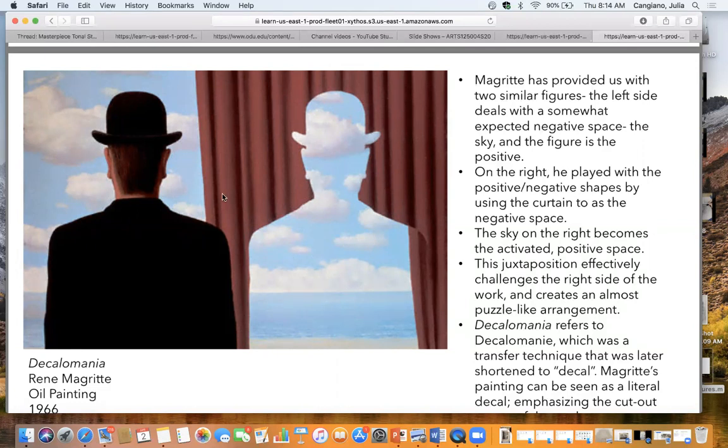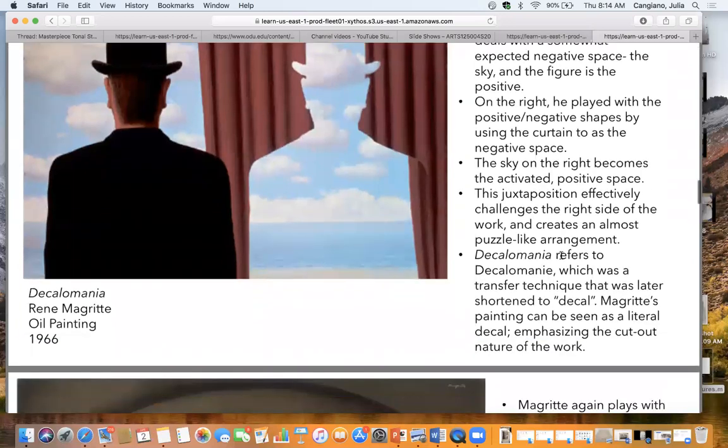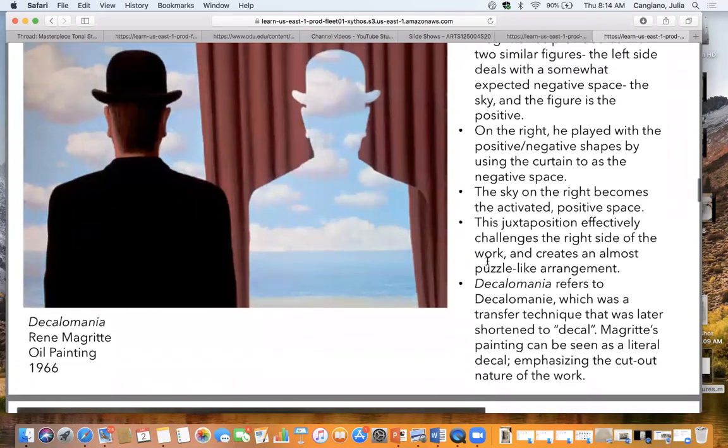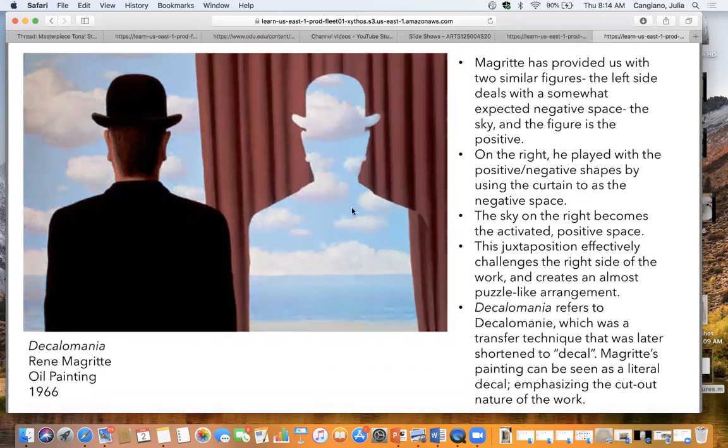And then on the right, this is almost bisected perfectly, but not quite, by this curtain. And on the right, this reads as the subject, but it is a background. So again, there's this shift happening, and it definitely reads as a cutout or a decal. I noted that down here: decalomania was a transfer technique that was later shortened to decal. And his painting can be seen as a literal decal, emphasizing the cut out nature of the work.